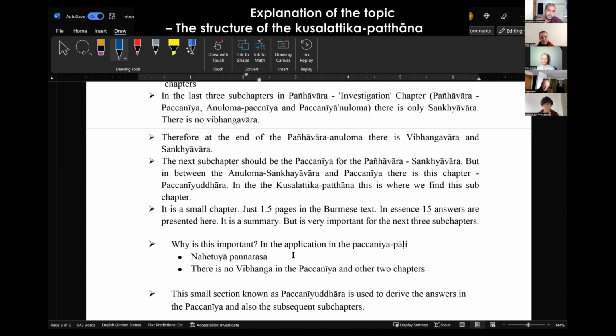But the commentary does not explain why it was not preached by the Lord Buddha himself, but it is explained who did it and the purpose of having this chapter at the end of the Pañhāvāra Anuloma.